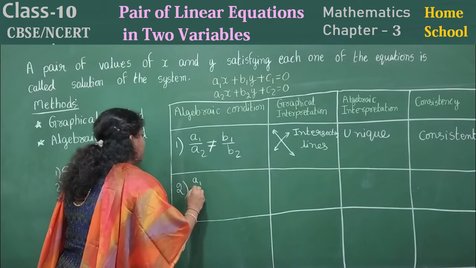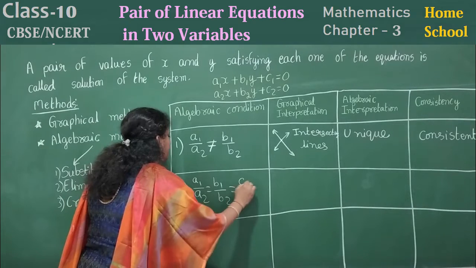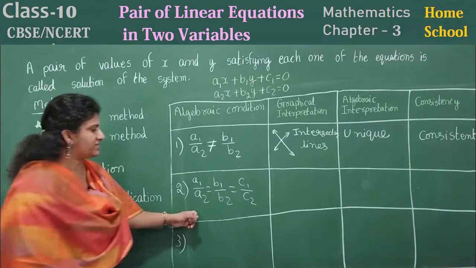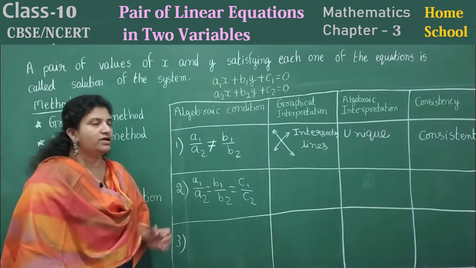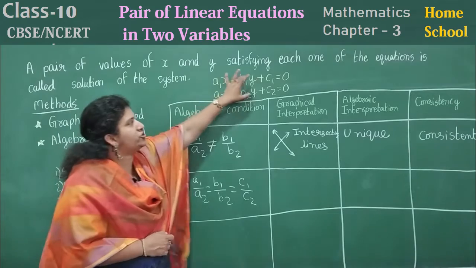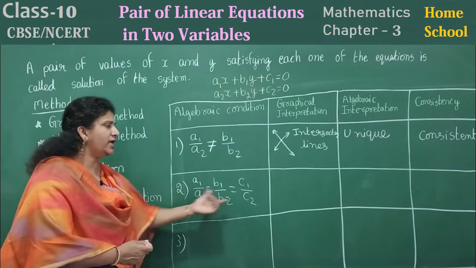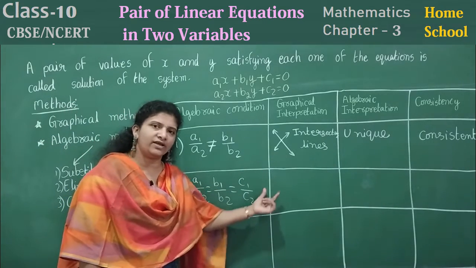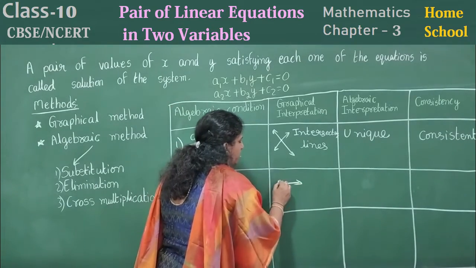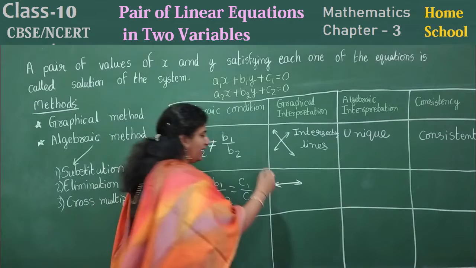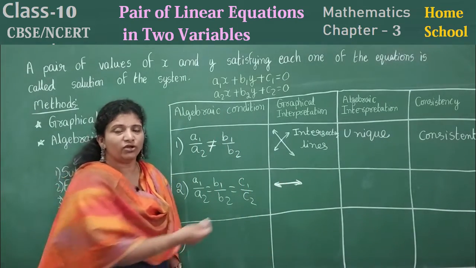Suppose, next one, all the ratios are equal, that means a1 by a2 is equal to b1 by b2 is equal to c1 by c2. Suppose these ratios are in proportion. Equal means what, children? They are in proportion. If all the ratios are in proportion, what is the graphical representation here? The 2 lines, can you see here? I have drawn a line and one more line on the same line. What can you interpret by seeing this?